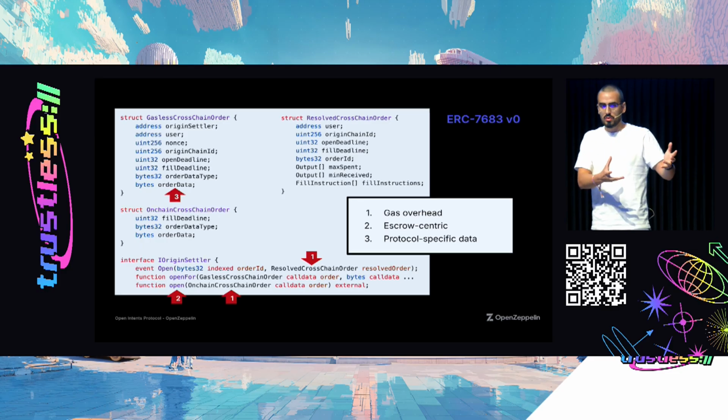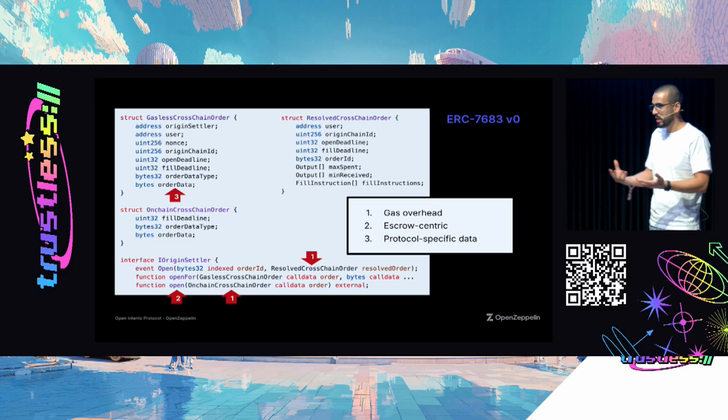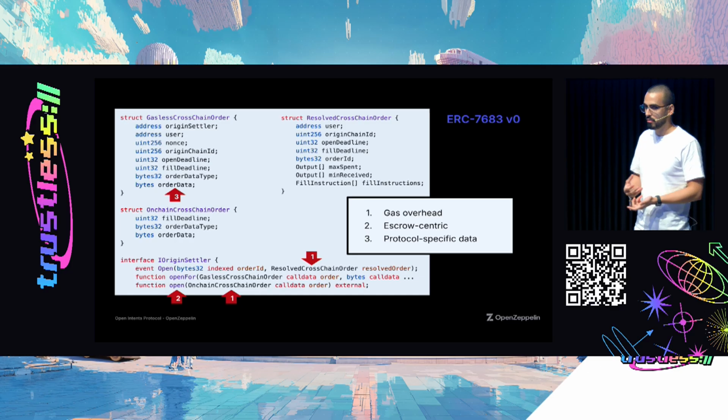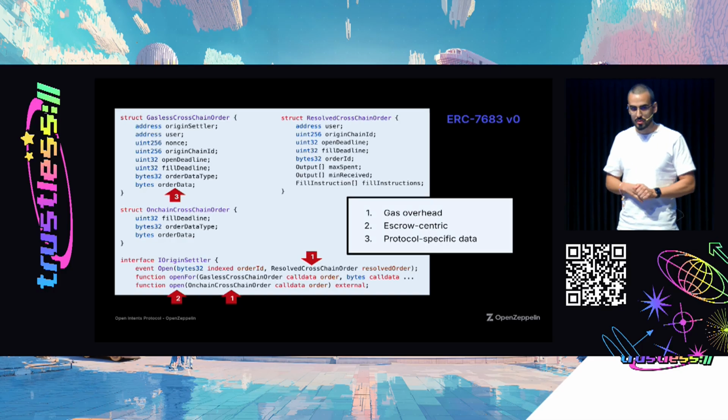And if we have this standard that's very pretty and standardized and whatever, but it has so much gas overhead, nobody's going to use it. So it's not really achieving the goals of standardization that we're after. So this was a really big problem that V0 has.